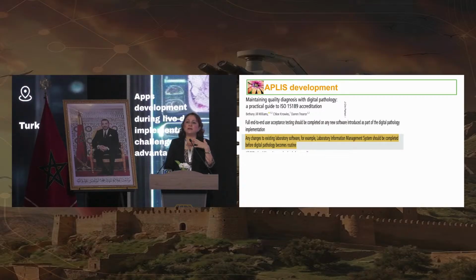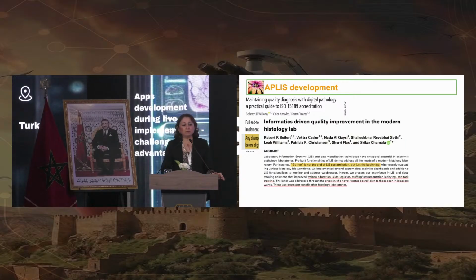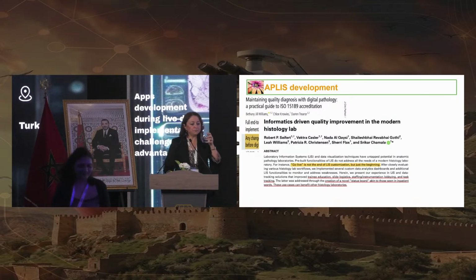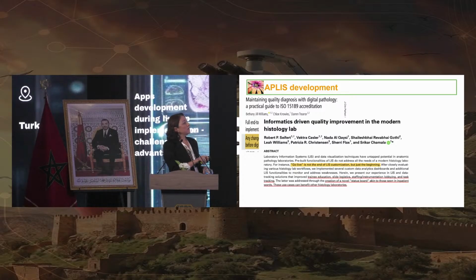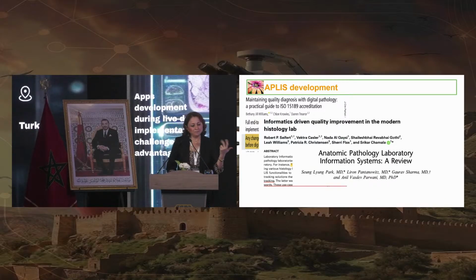For Appless development, there is a lot to read. This is from the Leeds Group, and this sentence is the first rule: any change to existing laboratory software should be completed before digital pathology becomes routine. Then, informatics-driven quality improvements in modern histology. I have this too. And I like this sentence: go live is not the end of LIS customization, just the beginning. Be aware of what you will have. Anatomic pathology Appless review from the Parvani group.